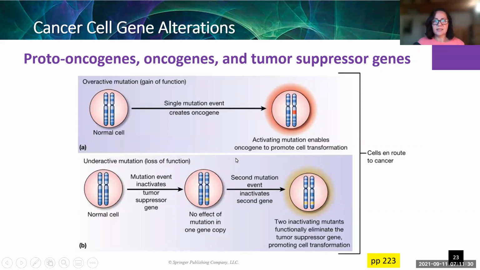In contrast, for the mutations that lead to cancer related to the tumor suppressor genes, you need two mutations because both copies of that gene need to be mutated in order to not be making that protein properly anymore. And these are loss of function mutations. So gain of function mutations for the proto-oncogenes becoming oncogenes, and loss of function mutations for the tumor suppressor genes.